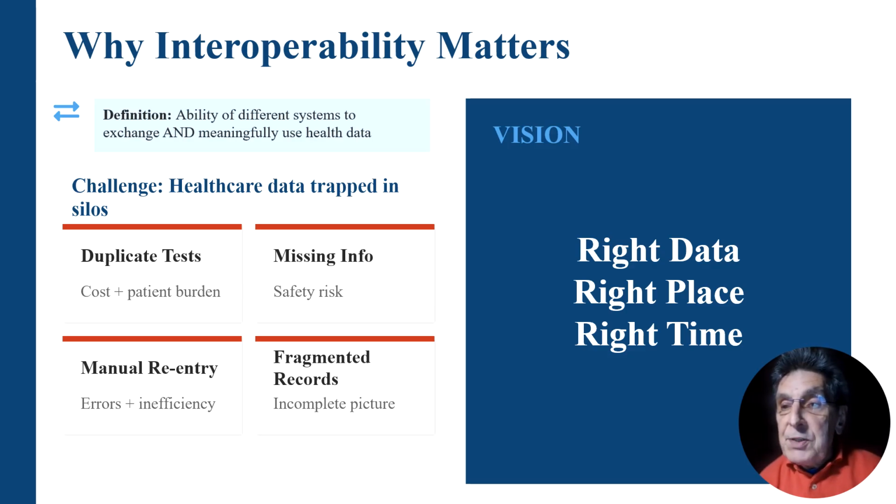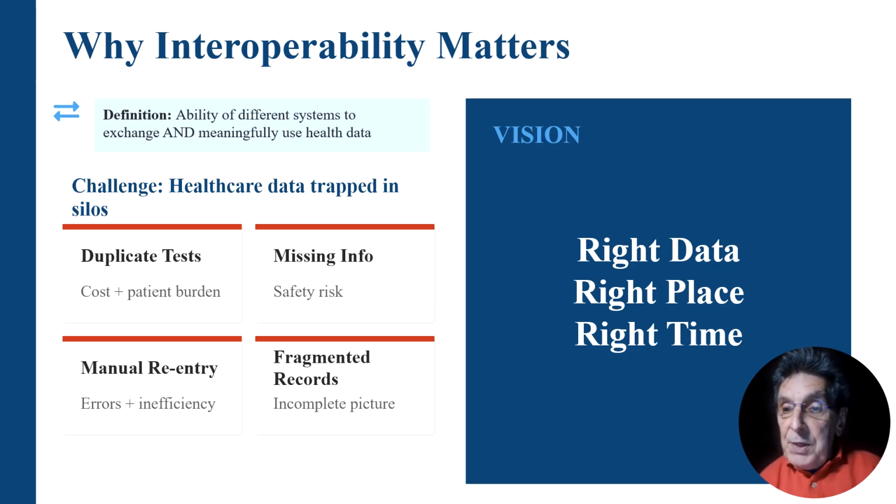Well, before we get into the specific standards, let's make sure we understand the problem that we're solving. Interoperability is a word you'll hear constantly in health informatics. But what does it actually mean? The formal definition is the ability of different information systems to exchange data and meaningfully use that data. Notice there are two parts to this. Exchange is the easy part, moving bits from one system to another. But the hard part is meaningfully use. The receiving system has to actually understand what those bits represent.